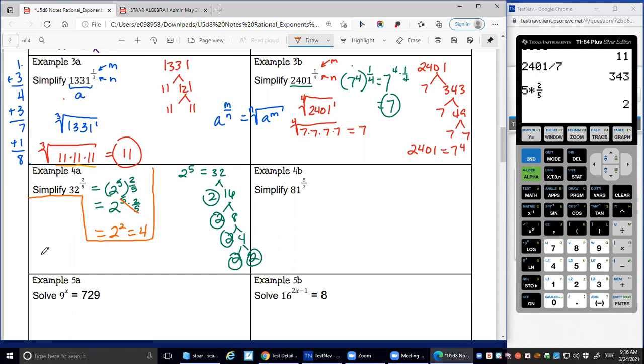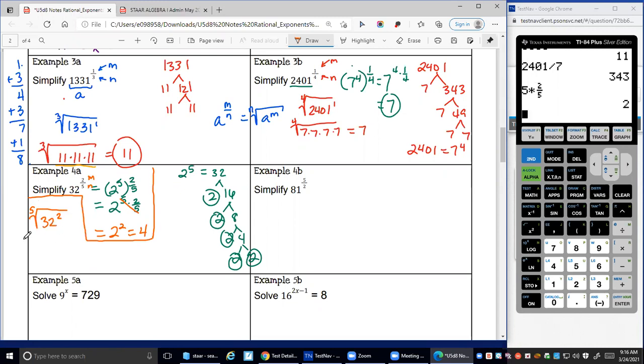If I'm looking at this, this is m, this is n. I'm going to put it under my radical, 32 to the power of 2, because m is the one that goes with it, right? N is in my index, 5. And so what I'm looking at here, I got 32. And I know that 32 is 2 to the 5th, right?